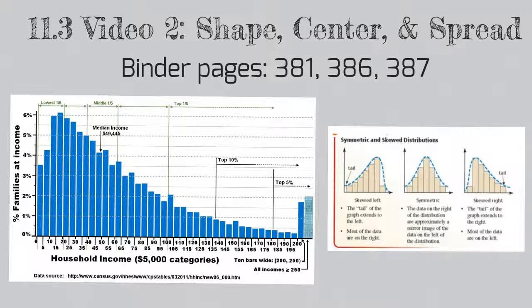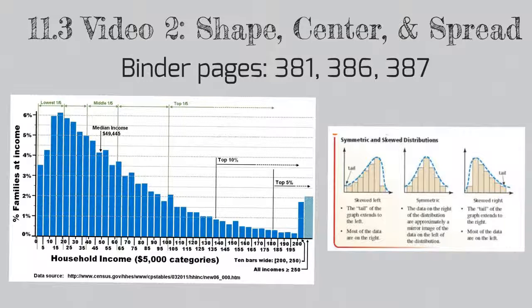But before we do that, I just want to look at an example of a histogram. This histogram shows the household income in America. It uses $5,000 categories, so each of these bars represents $5,000 of household income. If you look at the very far left, the first bar, 0 to 5,000, is 3.5%. So 3.5% of people in America have a household income between 0 and $5,000.